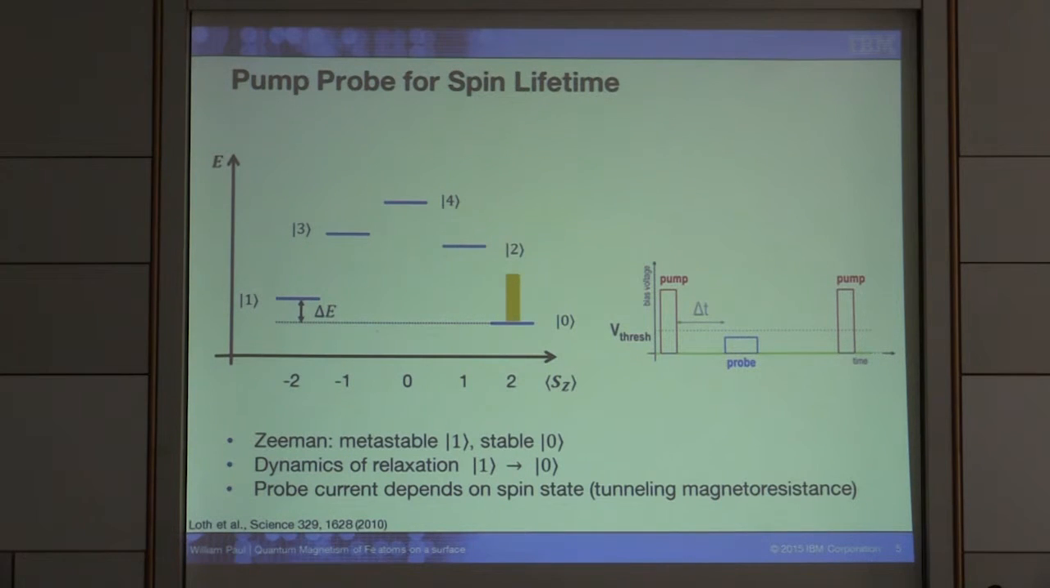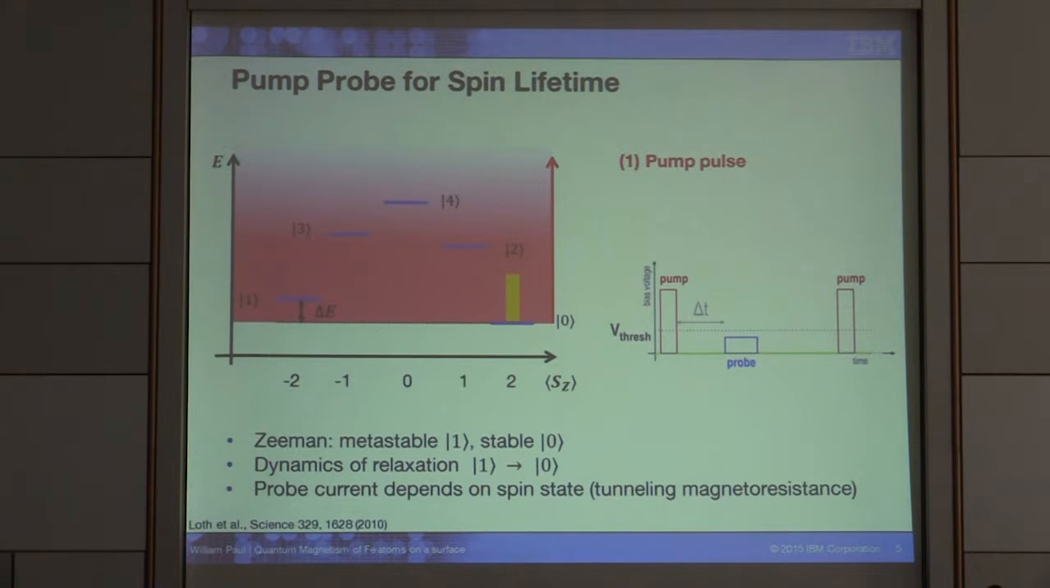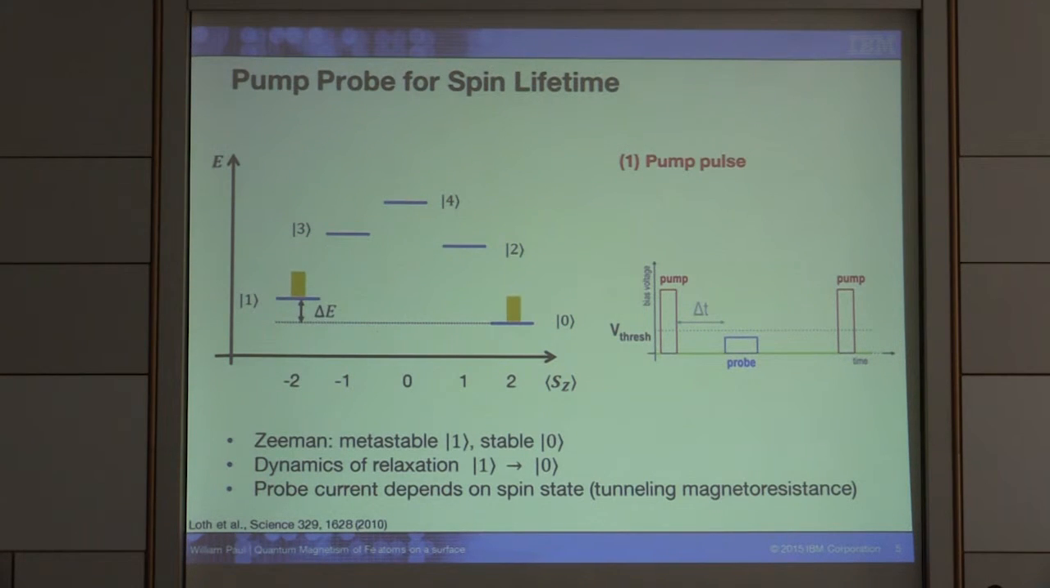So I'll add these population indicators on the various states, and we'll look at what we do during this pump probe measurement to measure the relaxation out of the 1 state. The first thing we have to do is populate the 1 state. We do that by applying a large enough bias voltage such that we can do these inelastic transitions between the states. This effectively distributes the time average population to all states. When the pump is turned off, the upper states quickly decay into the lower 2. And now our task is to determine what the lifetime of this excited state is.